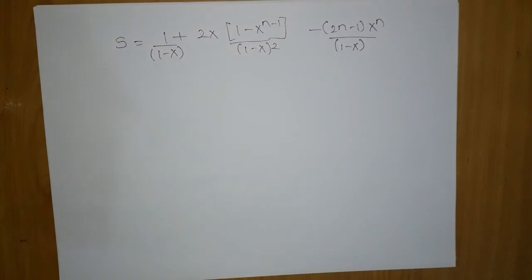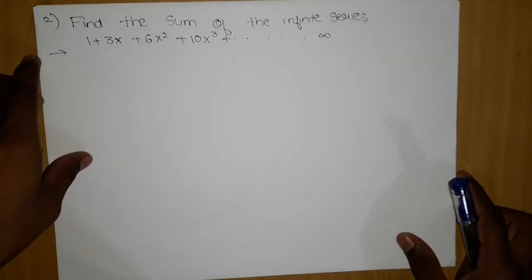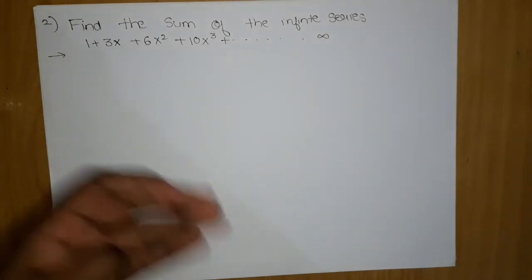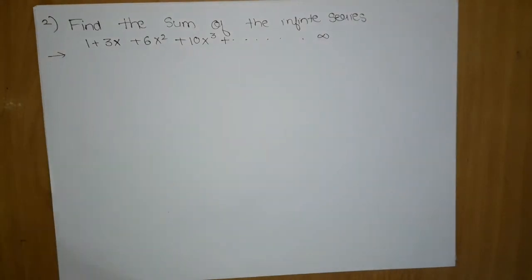Nothing different. The second question is as follows. This is just the series. The previous one was a sequence, this is a series. The sum of infinite terms of a series. They are writing it as a series also.